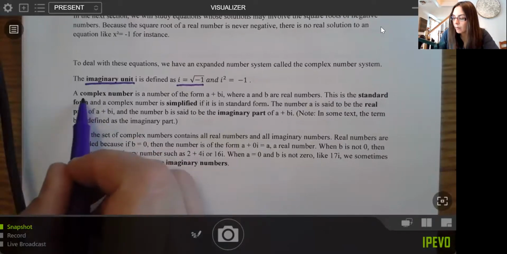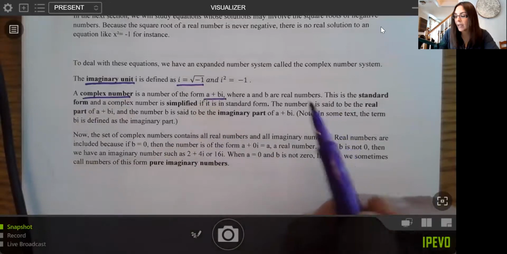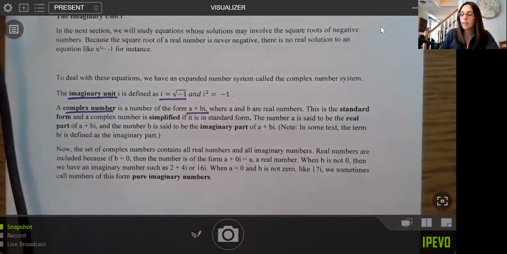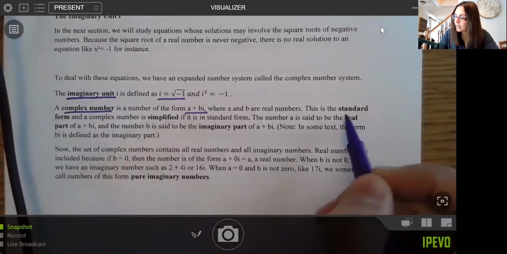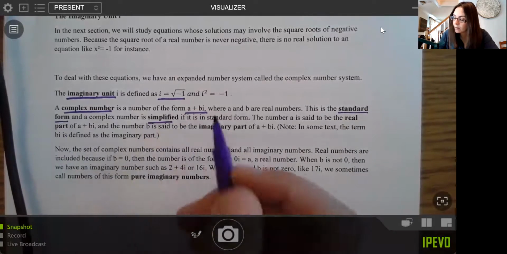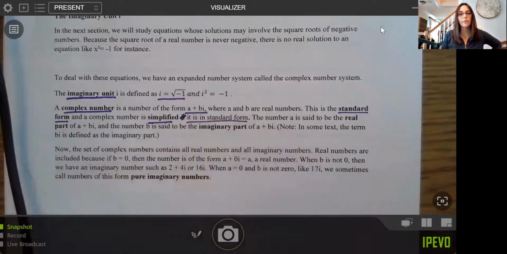A complex number is a number of the form a plus bi. That i is the imaginary unit, and a and b are real numbers. This a plus bi form is also called the standard form. When a complex number is simplified, let's just say it is in standard form. Now, a is said to be the real part of a plus bi, and b is said to be the imaginary part of a plus bi. I will note that in some texts, they use bi as the imaginary part, but it's usually more standard just to use the numbers out front.